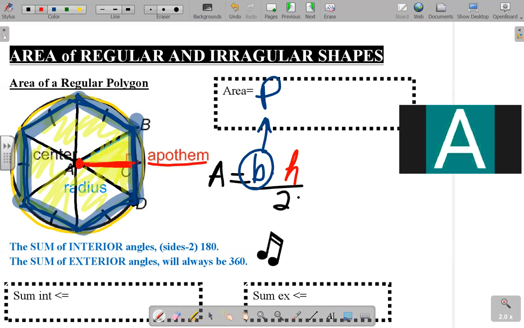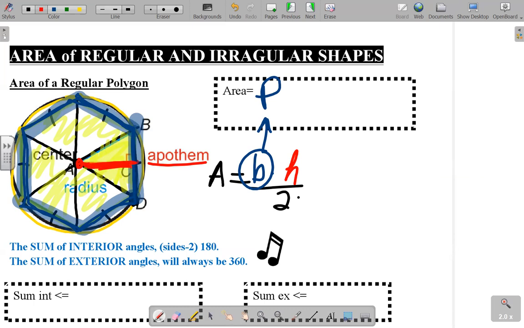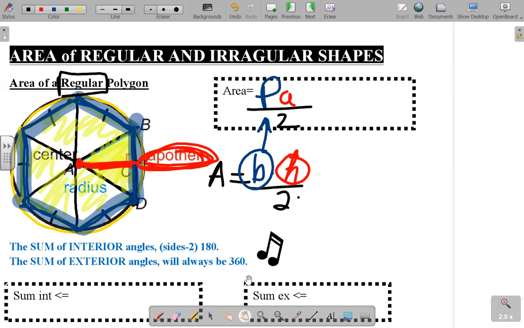The height of this triangle, which is right here, Brianna, is also the what? So we're going to replace height with apothem over 2. So you see how those equations are related to each other? And this only works, box the word regular. This only works if the shape is regular, which means all equal sides and angles. If it's not regular, everything goes out the window.